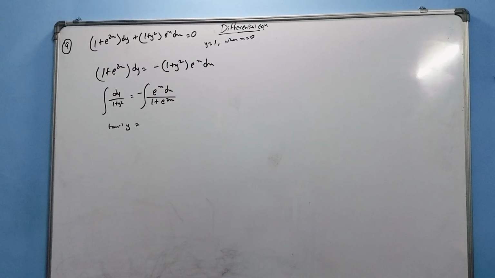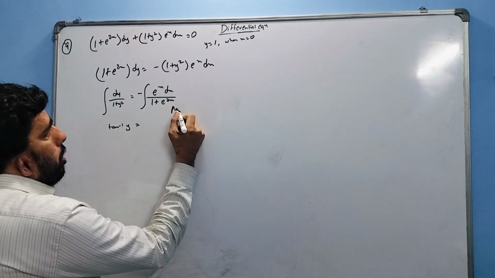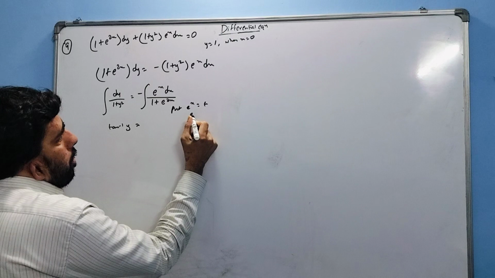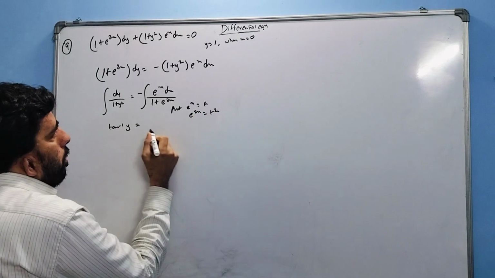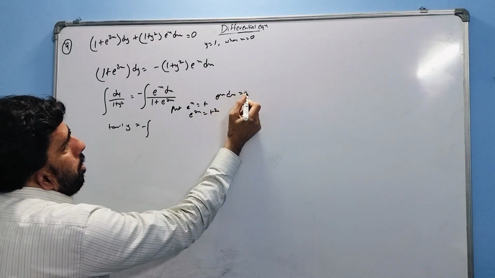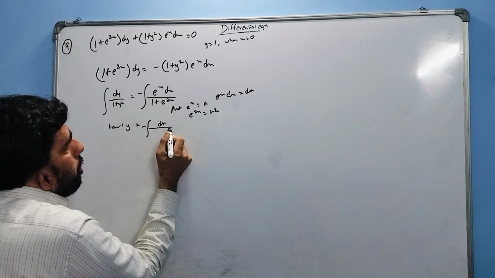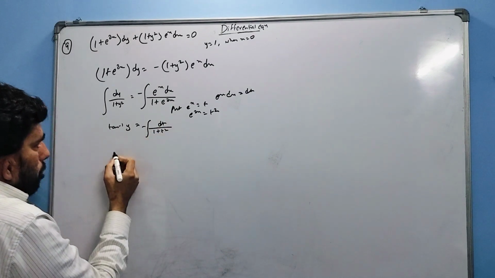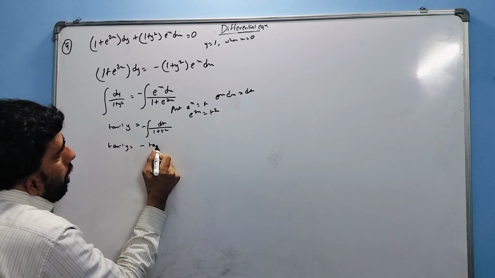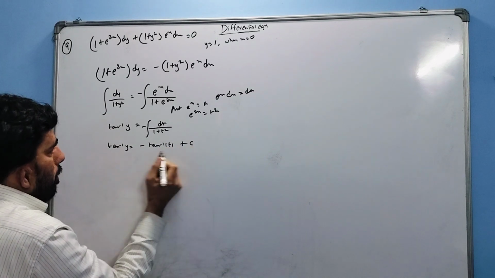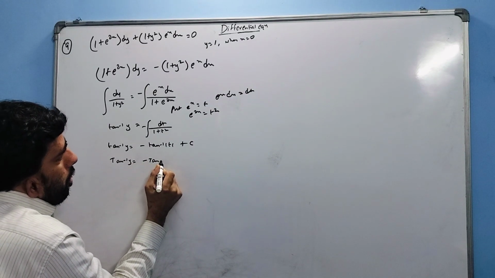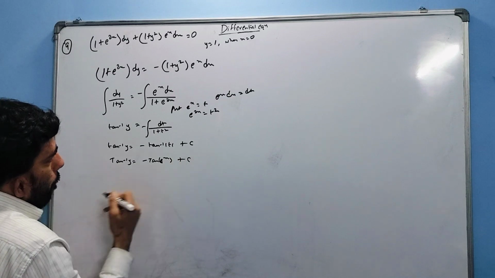now we'll put e raised power x is equal to t. So e raised power 2x is equal to t square. Now e raised power x dx will be dt. So now I have dt upon 1 plus t square. So I have tan inverse y is equal to minus tan inverse t plus c. So tan inverse y is equal to minus tan inverse e raised power x plus c. Okay, now I have this.